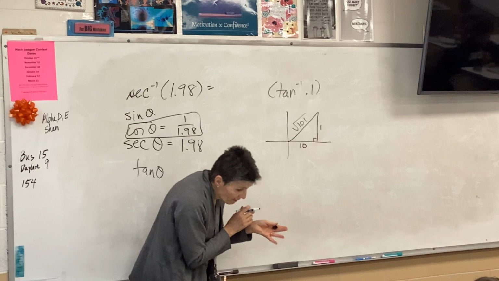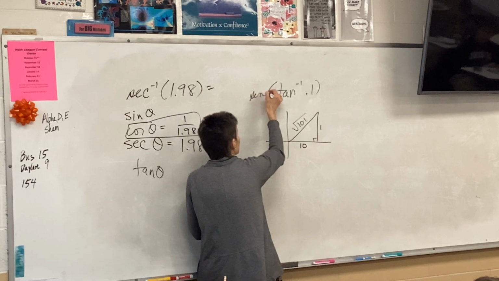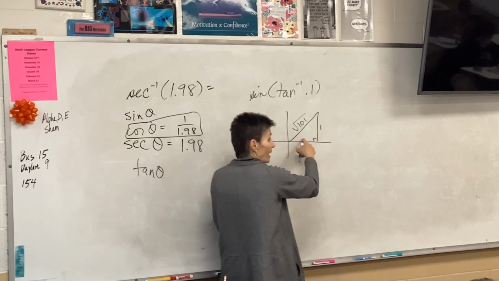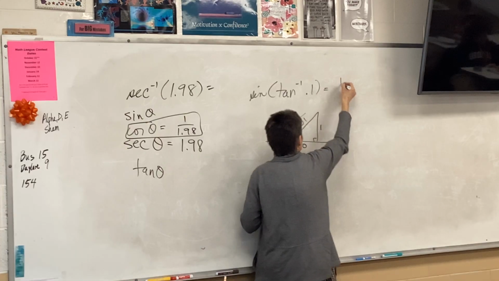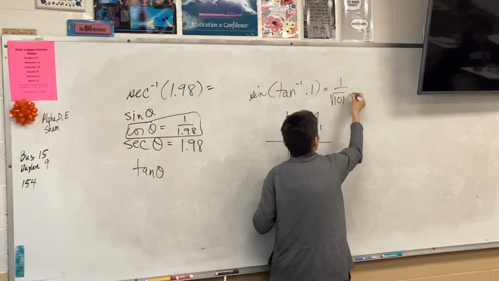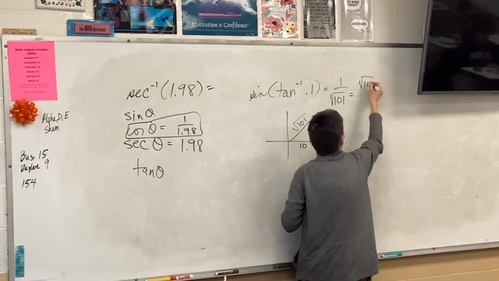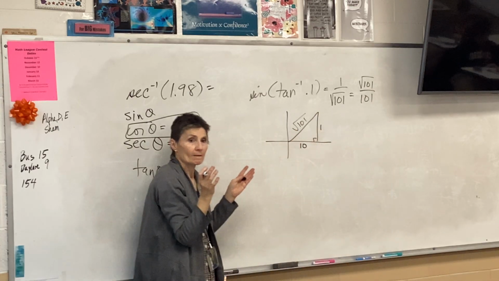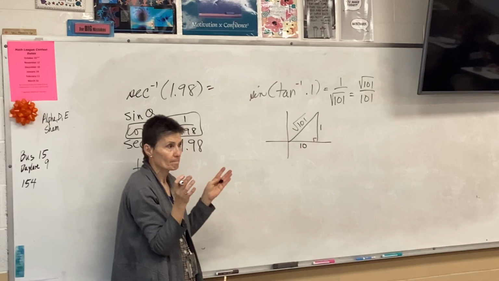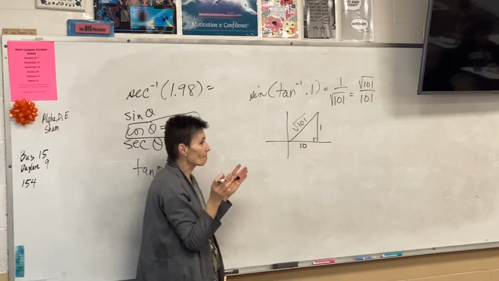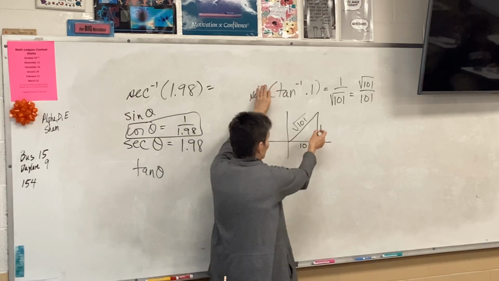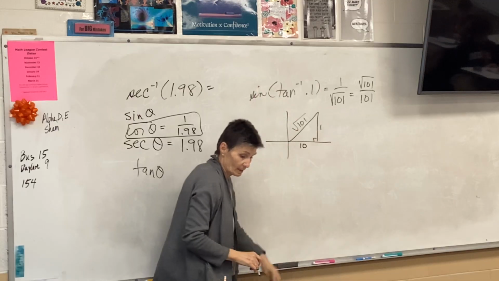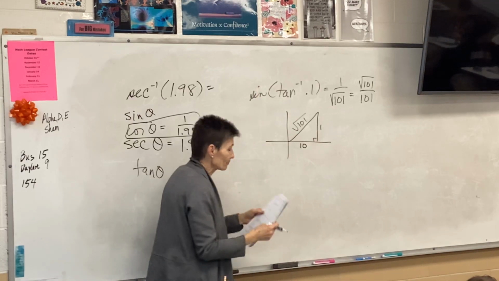What did I want to know about that picture? I want to know the sine. Root 101. What's the sine? 1 over root 101, which is root 101 over 101. See how easy that is? Yeah. So easy. That's how I do the picture. That's all. That's so nice.